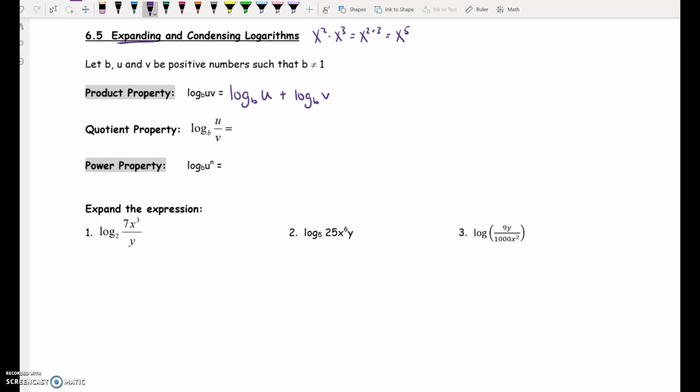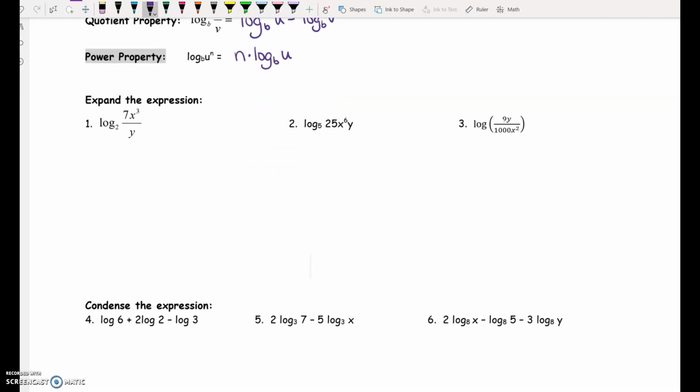So if we're dividing inside the log, that becomes subtraction between the logs. And then this power property is really the most powerful property that logarithms have because it allows us to get rid of these exponents. These exponents move in front. So instead of the log base b of u to the n, it's going to become n times the log base b of u.